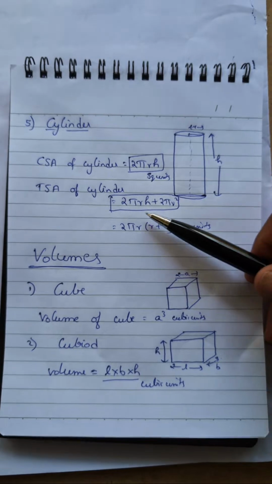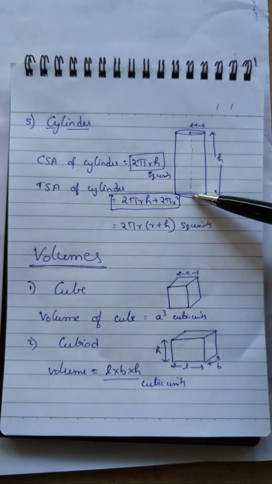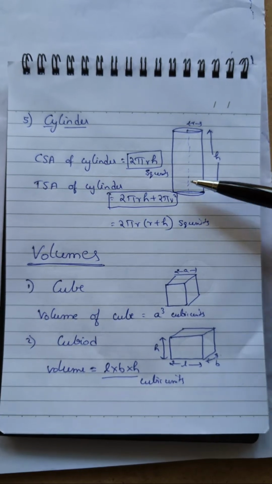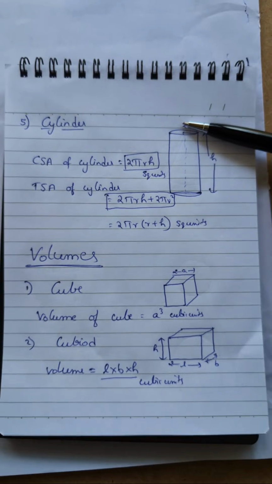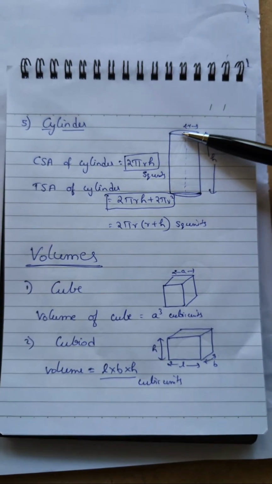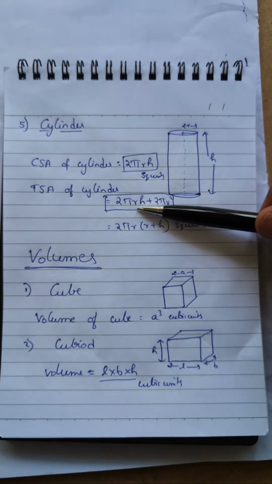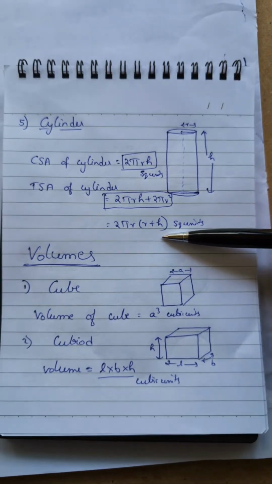You can also understand how we got 2 pi R h. 2 pi R is the circumference of a circle, and if we add the circumference of the circle h times, then it will become 2 pi R h. Plus, as I mentioned, the areas of two circles, that is on top and bottom, so 2 pi R h plus 2 pi R square. So the final answer is 2 pi R into (R plus h).